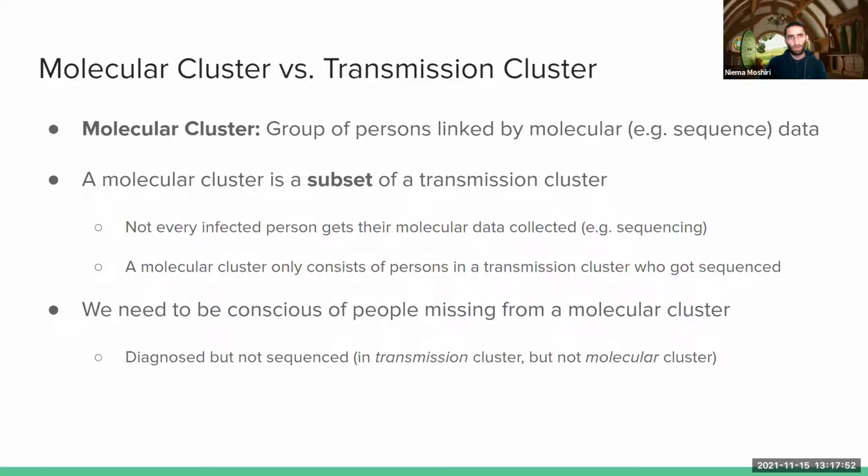So it's really important to be conscious of the people who were diagnosed, but were not sequenced. So the people that are in the transmission cluster, but they're not in the molecular cluster. And you also have to be really conscious of the people who were not even diagnosed at all. So people who are in the risk network, but not in the transmission cluster. So yeah, missing data is really important to be aware of.